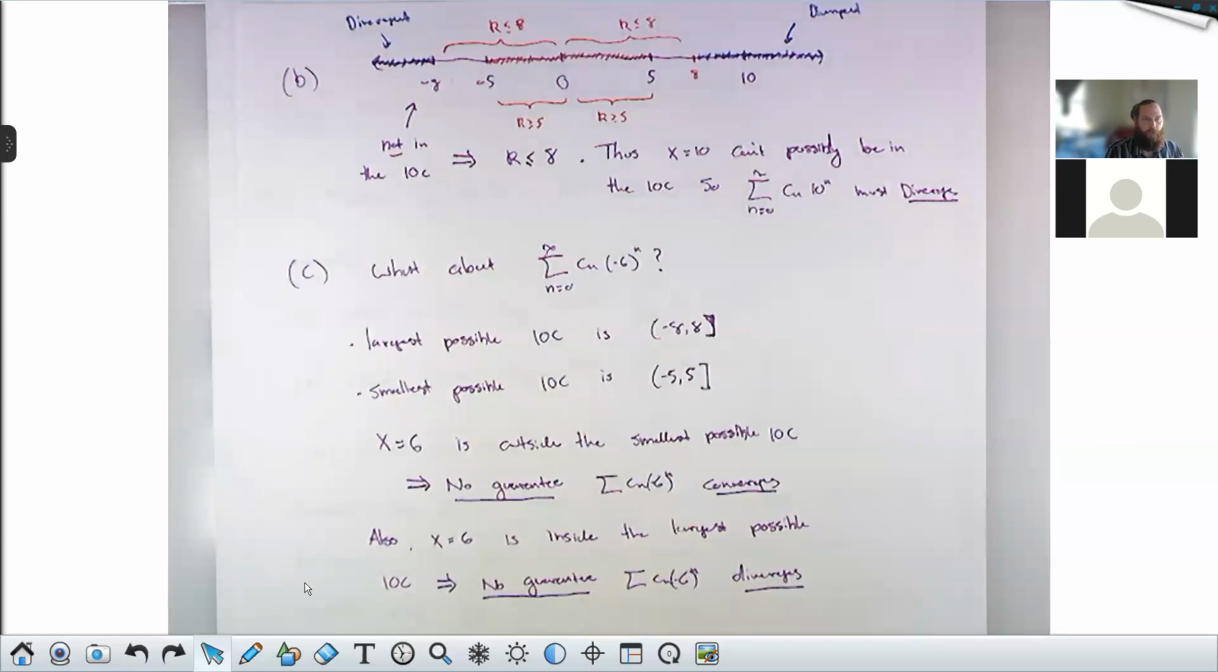And left open, right closed. Yeah, so I was told that the series diverges when we plug in -8, which means -8 itself can't be in the IOC. So the largest possible one is open on the left, closed on the right, -8 to 8. I was told that the series converges when we plug in 5. So 5 must be in the IOC. So the smallest possible would be left open, right closed, -5 to 5.